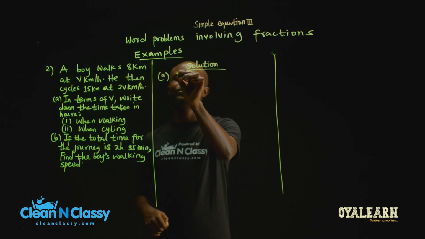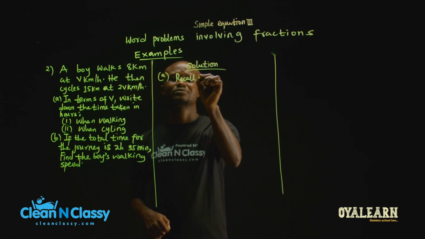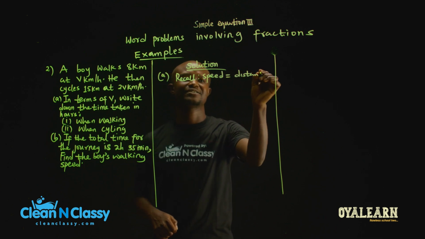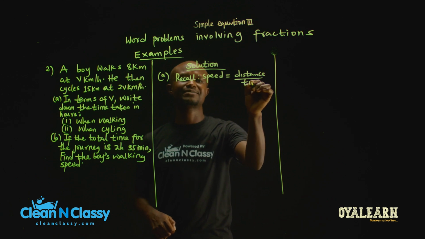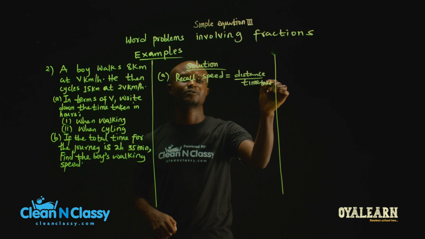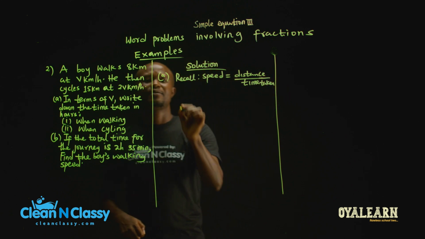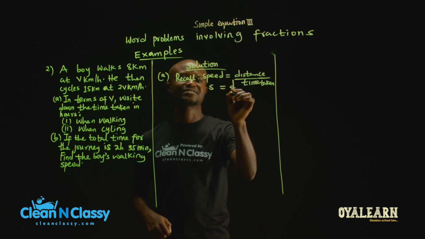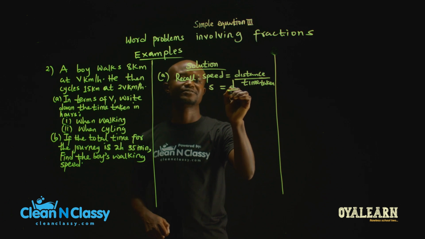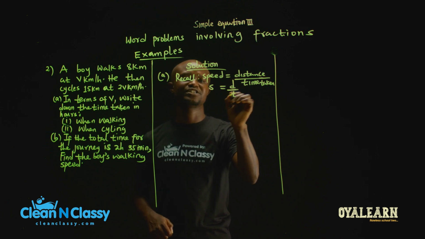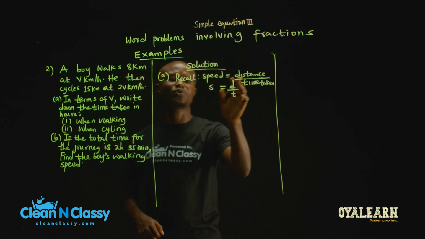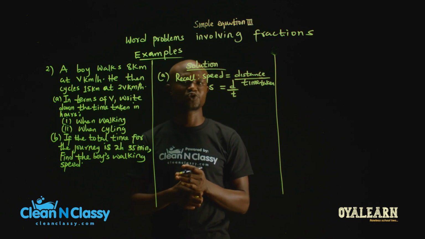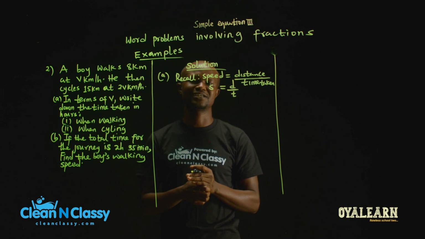A. Recall that speed equals distance divided by time taken. Let S represent speed, let D represent distance, and let T represent time taken. It means S equals D divided by T. Let's make time the subject of the formula. That is, we want to make T the subject of the formula.